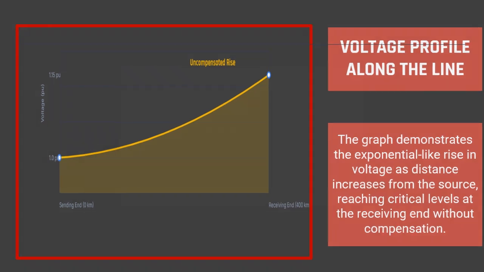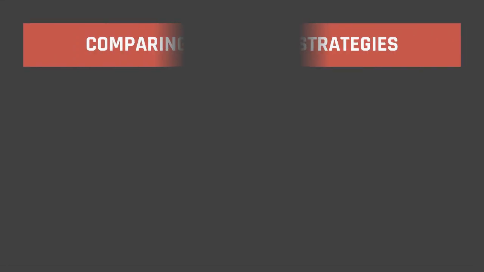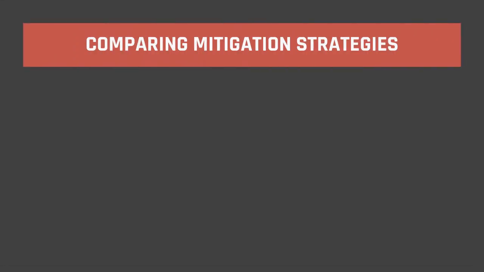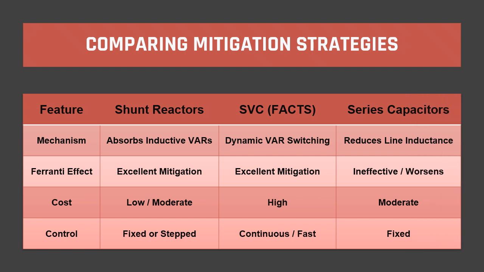Comparing mitigation strategies. To wrap up the solutions, let's look at a quick comparison of the three main technologies on the screen. First, shunt reactors work by absorbing inductive VARs. They offer excellent mitigation for the Ferranti effect, though their control is fixed or in stepped stages. Next, SVC FACTS devices use dynamic VAR switching. They also provide excellent mitigation, but with the added benefit of fast, continuous control, making them highly versatile for stability.